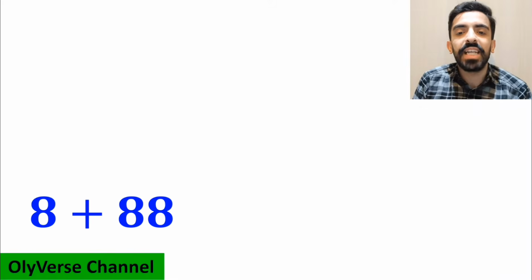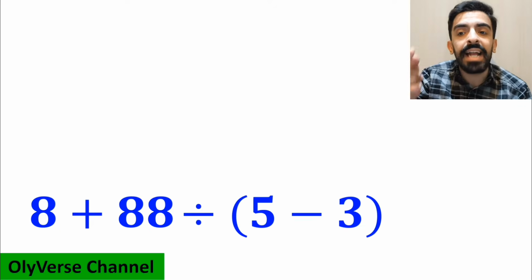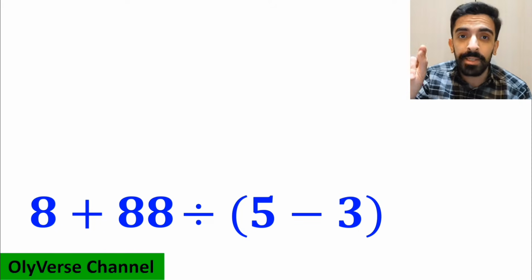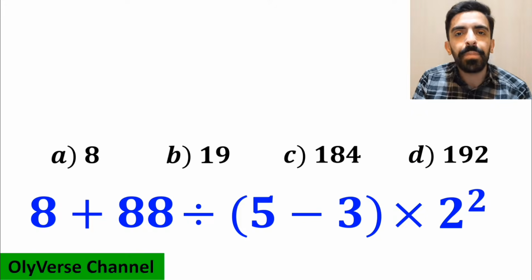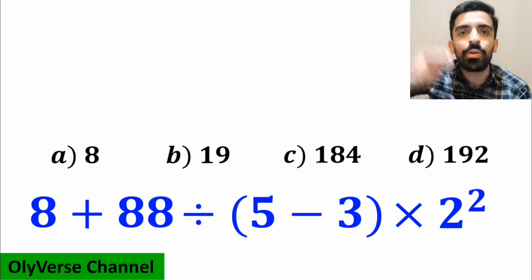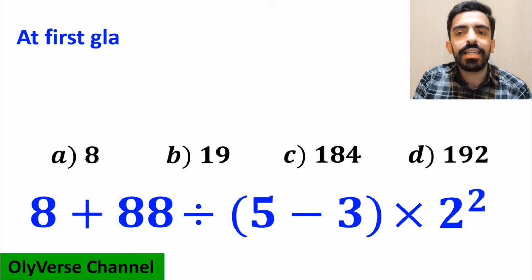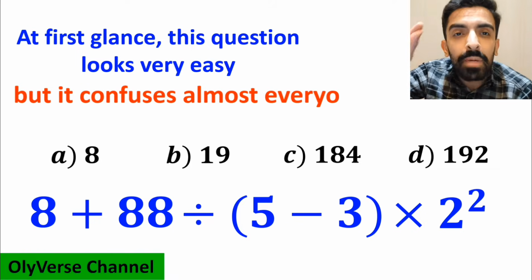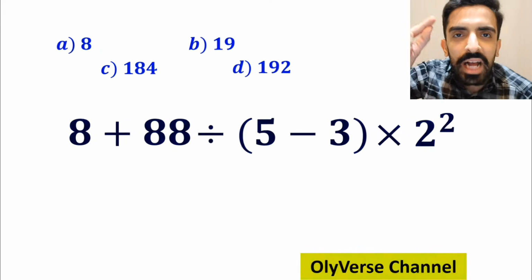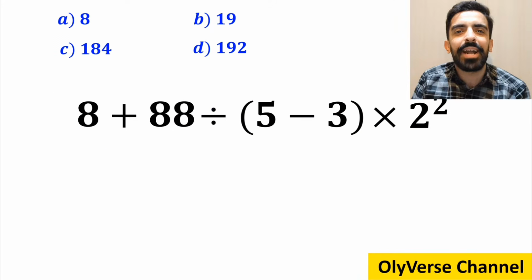What is the value of the expression 8 plus 88 divided by (5 minus 3) times 2 to the power of 2? Which option do you think is the correct answer to this question? At first glance, this question looks very easy, but it confuses almost everyone. Let's dive in and break it down step by step together.